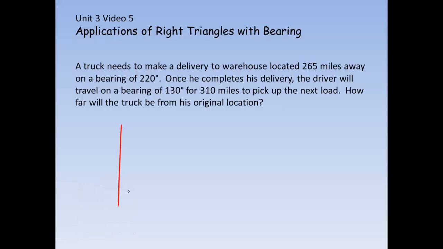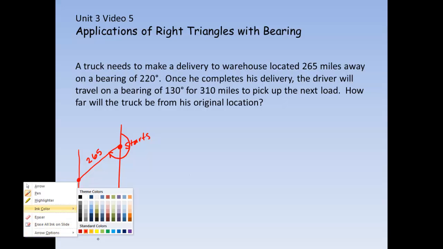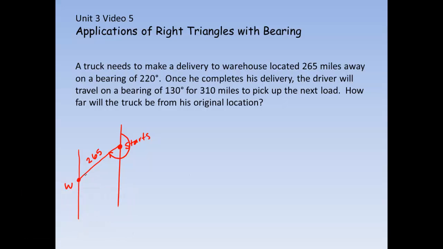And I know that the truck is going to be traveling, so this is where the truck starts. And he's traveling on a bearing of 220. So that's past 180 degrees and a little bit more. So this is the path on which the truck is going to be traveling for 265 miles. The truck is going to reach its warehouse location, and then it's going to make a second route, and that needs another north-south line. So from here, the new bearing is going to go 130 degrees. So that's past 90, and travel over here for 310 miles until it gets to the pickup.